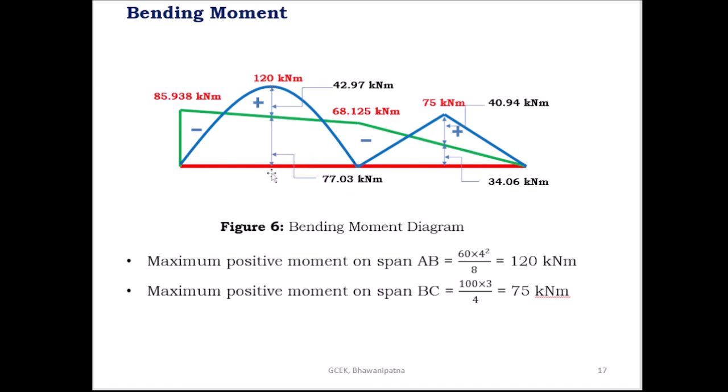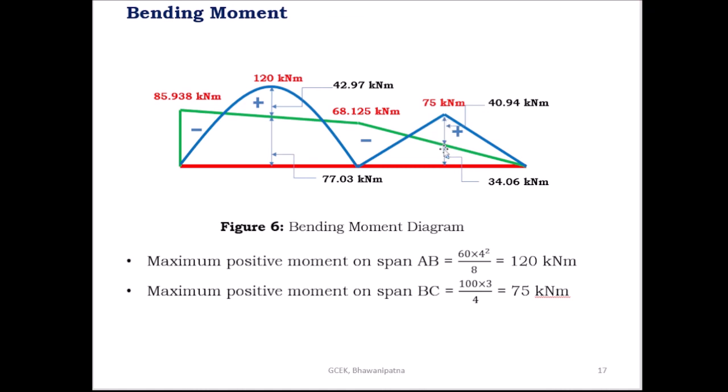Then the total is 120 kilonewton meter. From this total you deduct this one, then you get the positive moment on the span AB. So this is 120 minus 77.03, which is equal to 42.97 kilonewton meter.